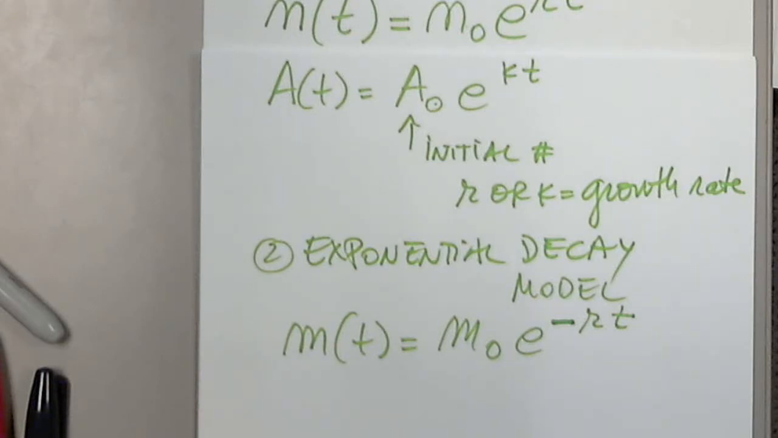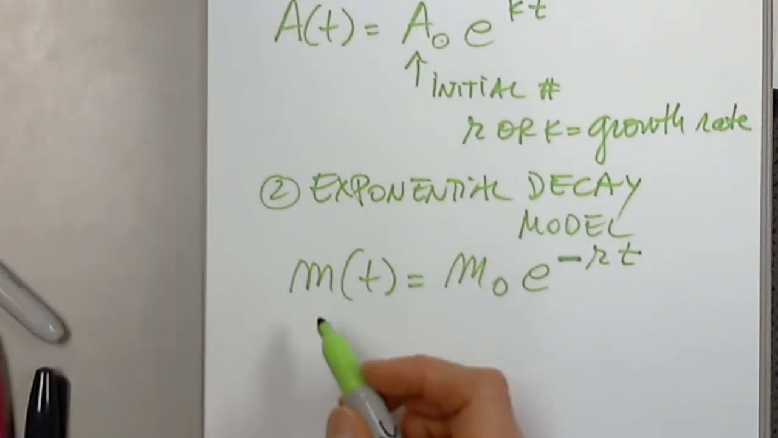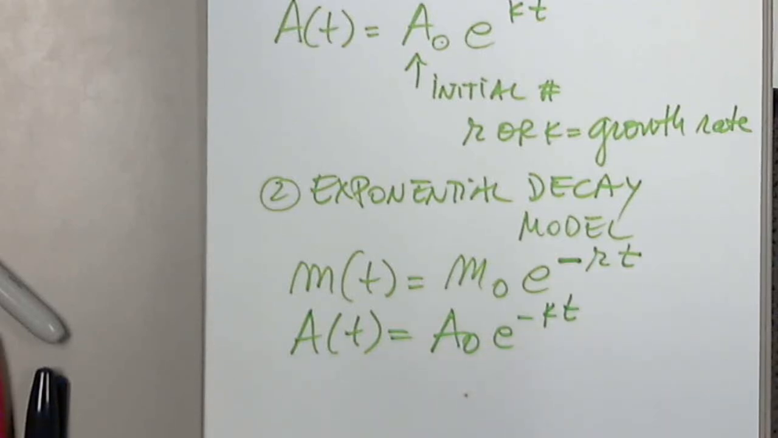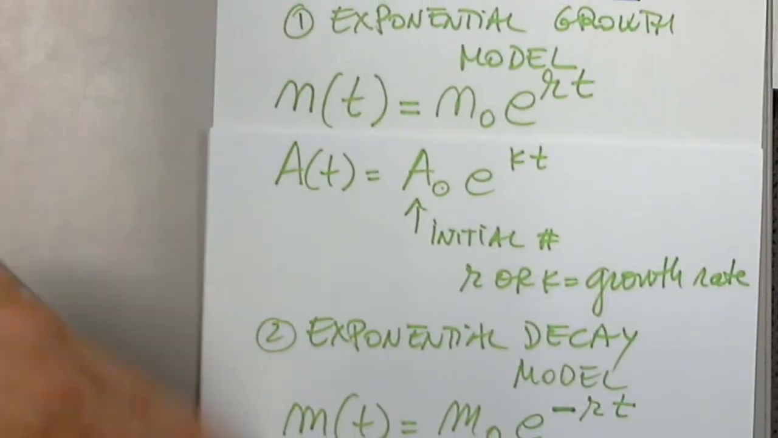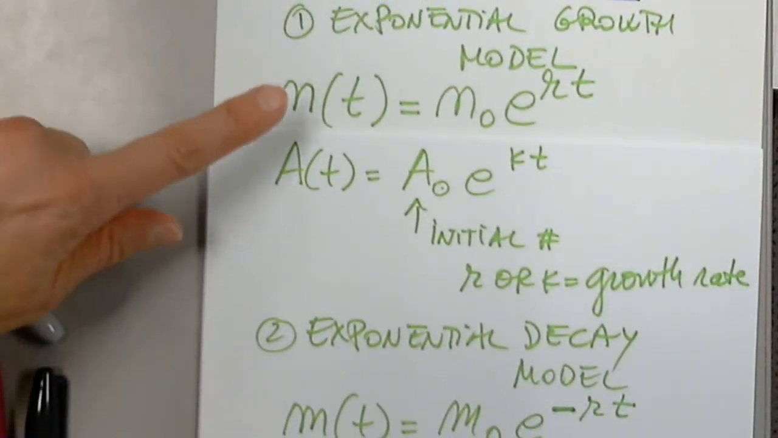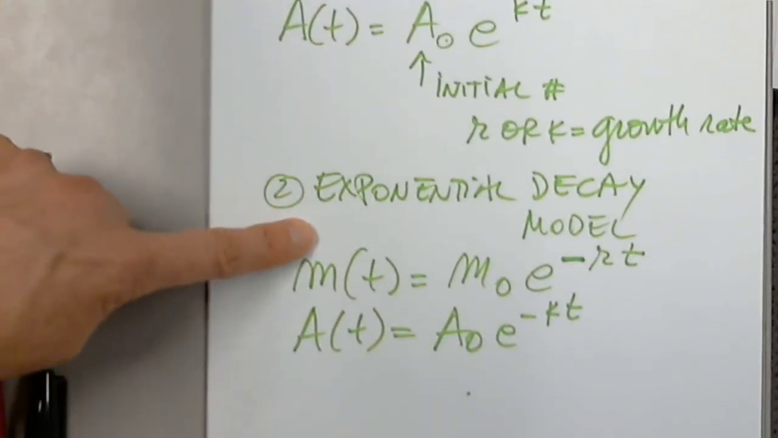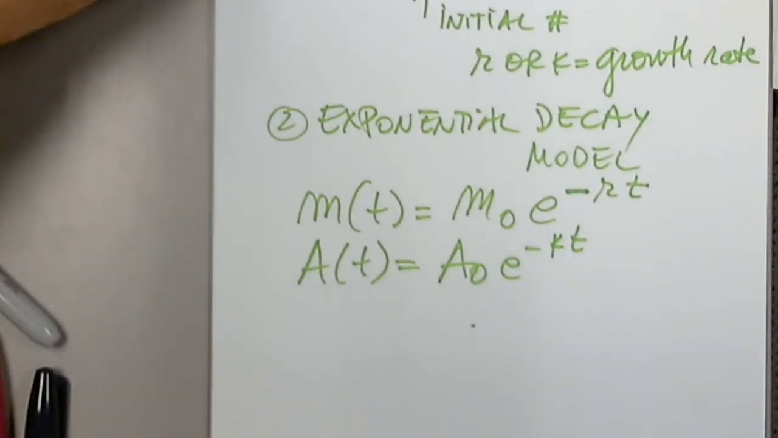Okay, so your book doesn't like this, of course. They use this. It's all the same. This is still the initial mass of substance. R is still the exponential decay rate, and k is still the exponential decay rate, all the same. And the last one, oh, by the way, you do not have to memorize any of this. The exponential growth model will be given to you in problems. The exponential decay model will be given to you in problems. You do not have to memorize any of this.